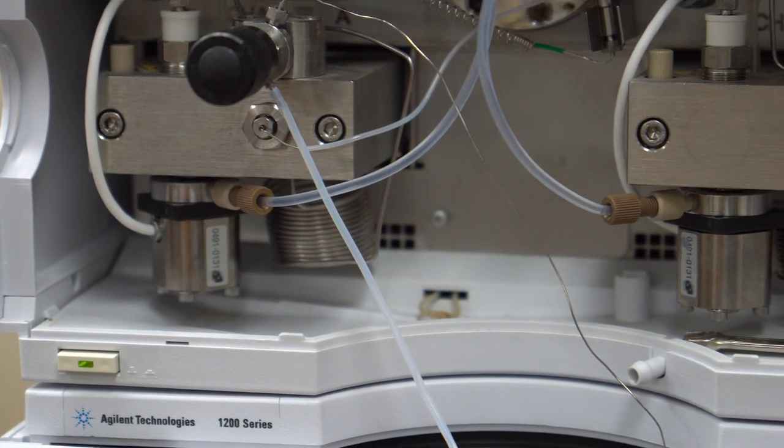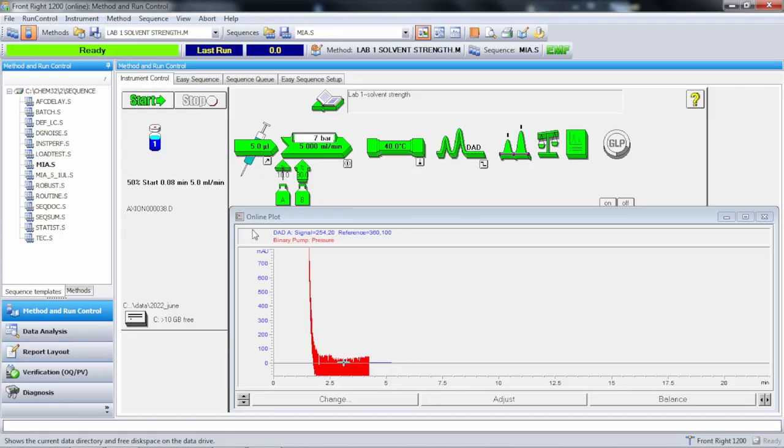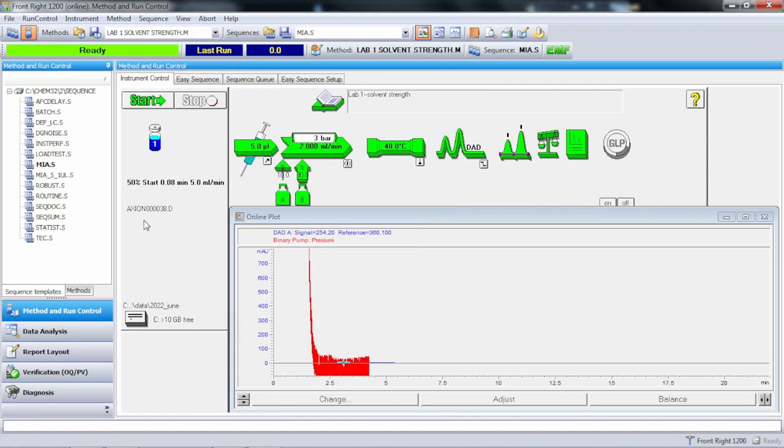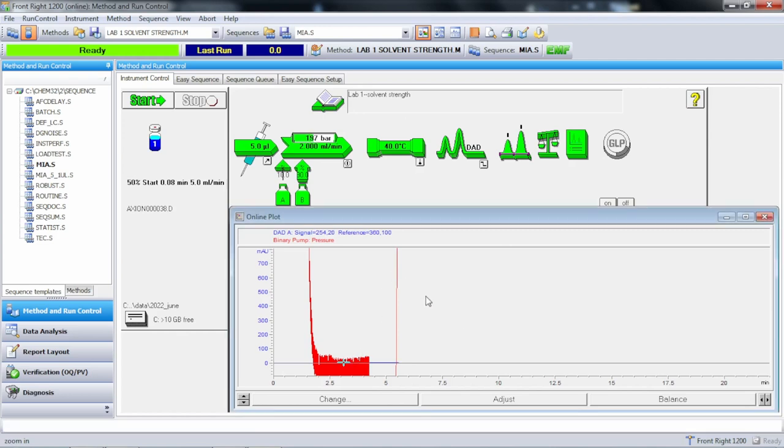And then before we close the purge valve, make sure you set the flow rate back to your typical flow rate. For me, it's 2 mL/min. And then, when we close the valve, hopefully what we'll see is our pressure stability come back. So the pressure jumps way up. And let's see if I get it on scale for us.